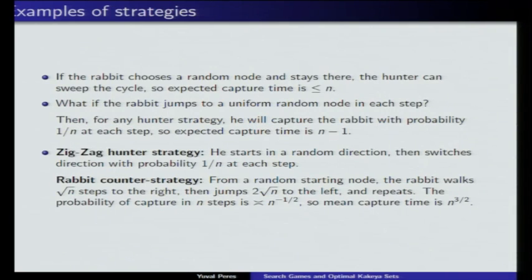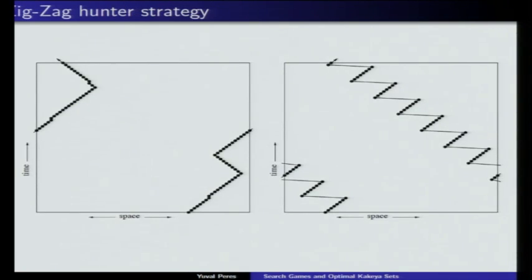So let me show this in a picture. This is the space-time diagram. Time is going vertically. And this is what the hunter is doing. He's walking basically to the right. Very rarely, with frequency 1/n, he either stops in place or switches direction. So this is the path of the hunter. For order n, he is walking in the same direction. Now this is the rabbit counter strategy, which is walk root n steps to the right, then jump 2 root n to the left, and repeat. And this is all happening on the cycle, so that's why you have this periodicity. Okay, these are the strategies.